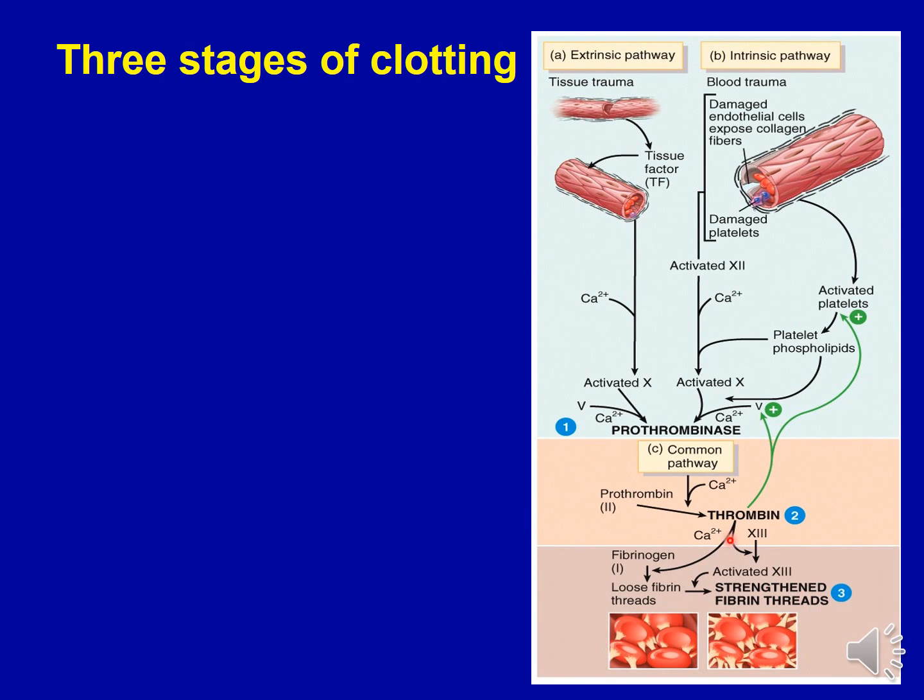And the last stage is the activation of fibrinogen, the formation of fibrin threads from fibrinogen. So those are the 3 steps of the process of blood clotting. Number 1, activation or formation of prothrombinase. Number 2, conversion of prothrombin into thrombin. Number 3, conversion of fibrinogen into fibrin.